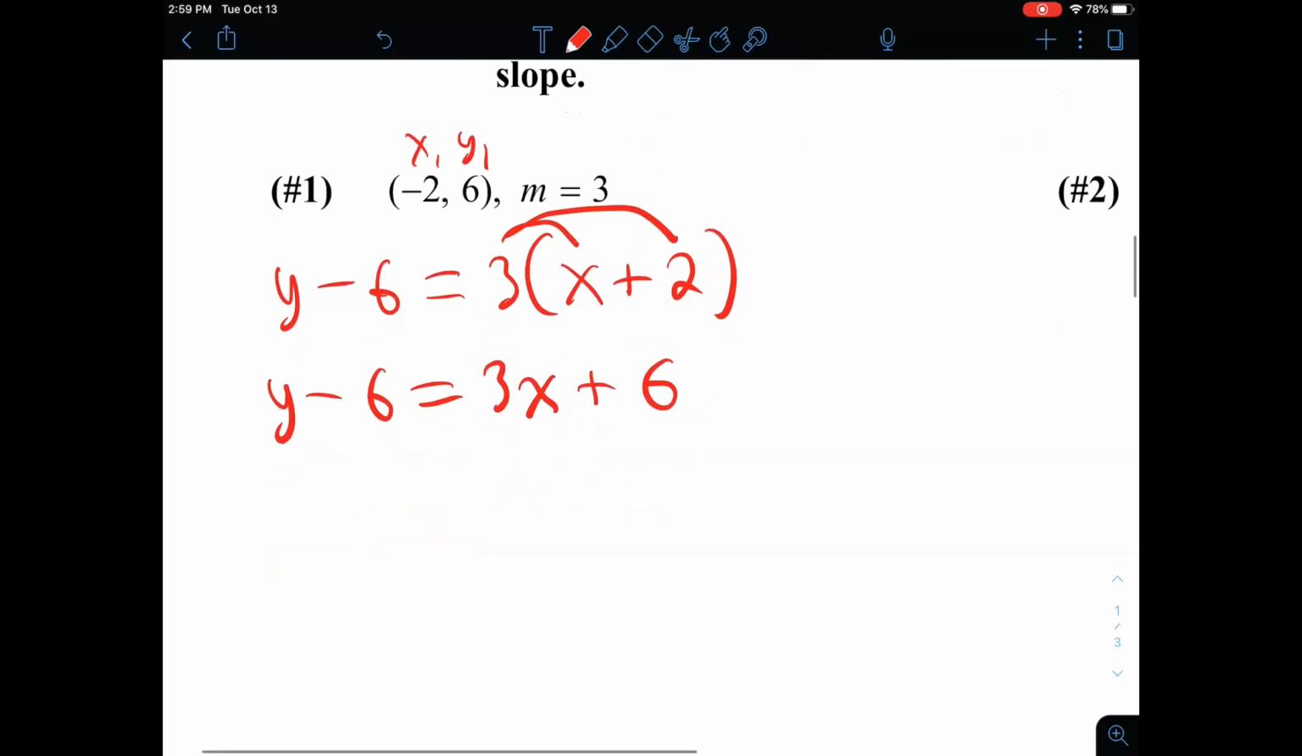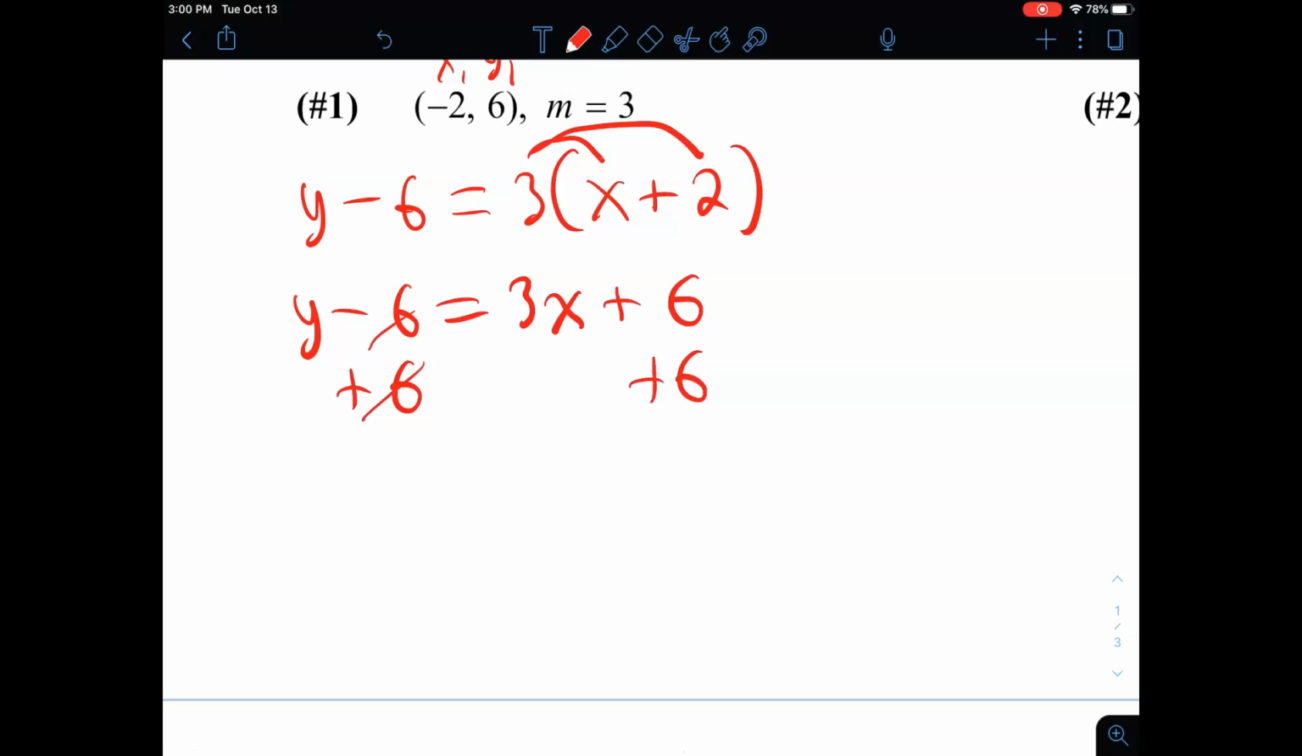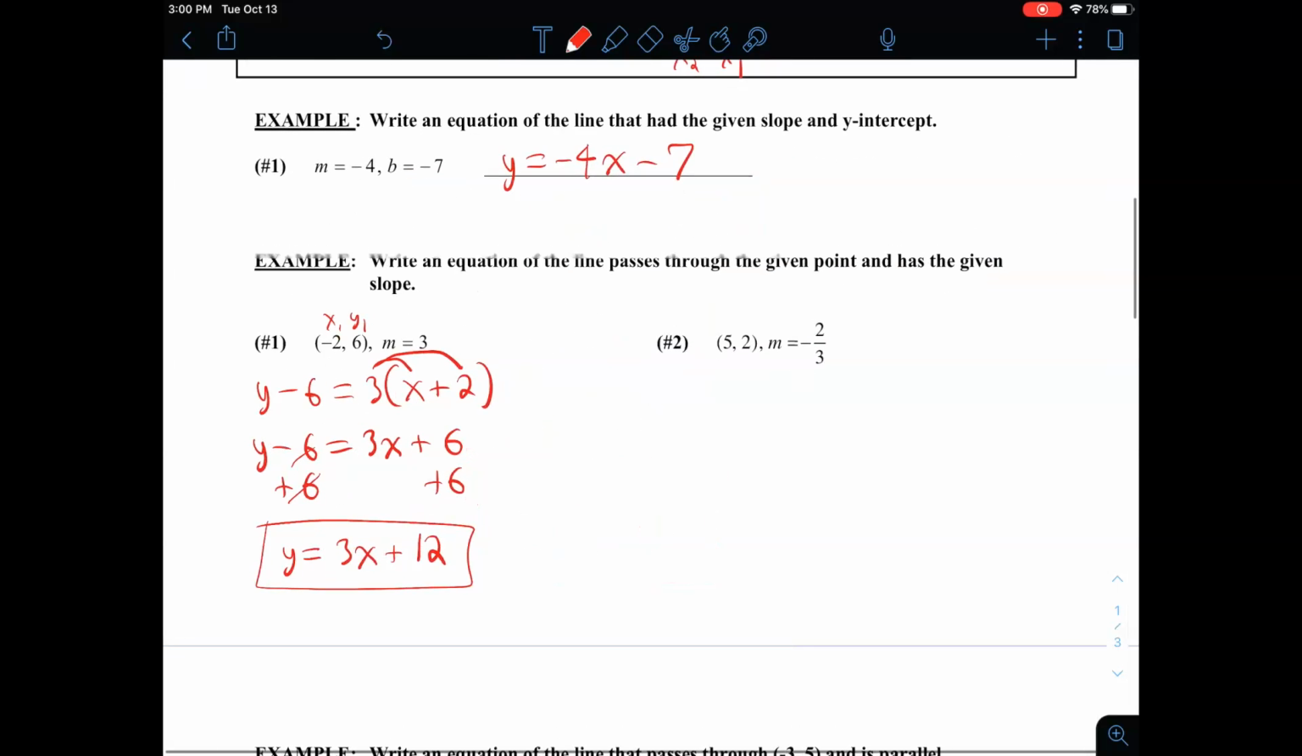All right. And now what's the next step to solve for y? We need to get y by itself. We have y minus 6. To undo subtracting 6, we need to add 6 to both sides. So we're going to get y equals 3x plus, what's 6 plus 6 going to be? That's going to be 12. Now is it y equals mx plus b? We all solved? We are good. There's our final answer.